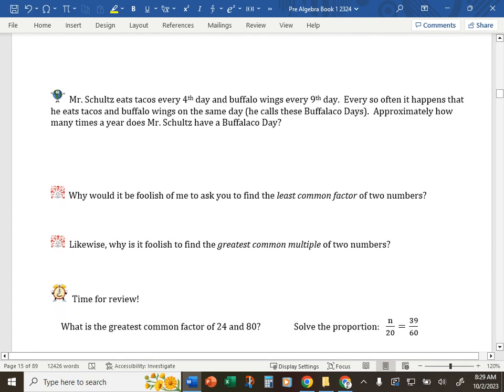Then Mr. Schultz eats tacos every 4th day and buffalo wings every 9th day. Every so often it happens that he eats tacos and buffalo wings on the same day, and I call these buffalaco days. Approximately how many times a year do I have a buffalaco day? Okay, so something happens, right? Every 4th day, every 9th day, when those two things collide, we have a buffalaco day.